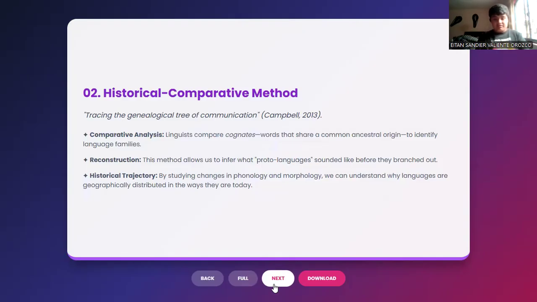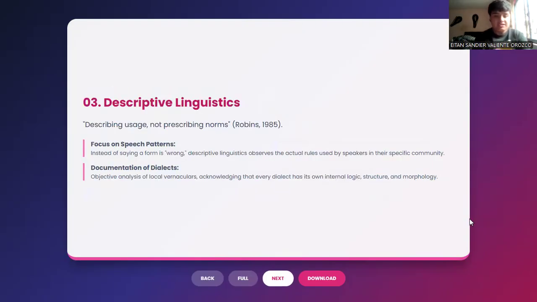So this is point number two. Number three is descriptive linguistics, the script usage and perceiving norms. I only have two here. The focus is on speech patterns, instead of saying a form is wrong. You can describe the actual rules observed and used by speakers in a specific community, because we have a lot of differences in all communities and all regions.